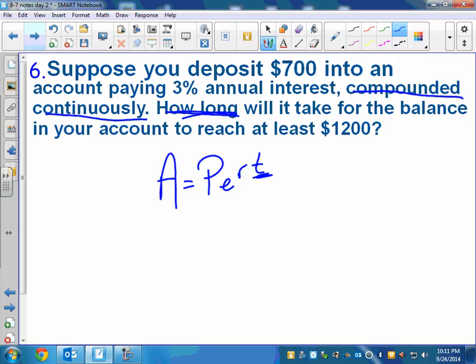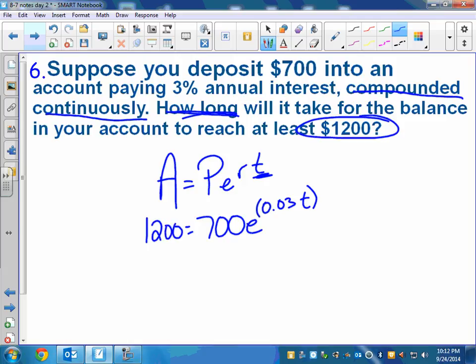So let's figure out what we have. How much am I starting with? My principal is $700. My interest rate is 0.03 again. But I don't know my time, right? Instead, I know what I want it to equal. So my A is my new amount, which is $1,200. So now that we know how to solve these equations, they can ask us to solve for time or solve for interest rate. So you got to know the formula, know what to plug in, and then solve it, which means we need to get e by itself.